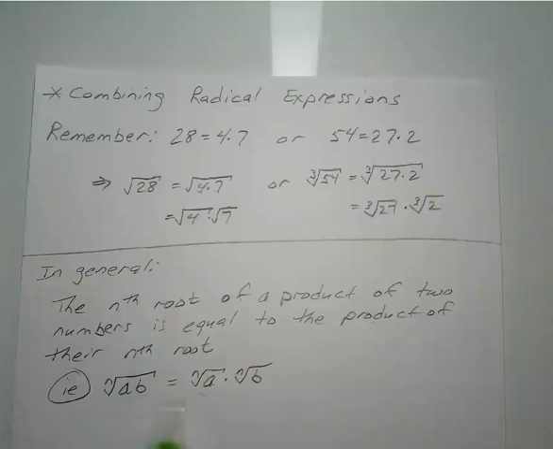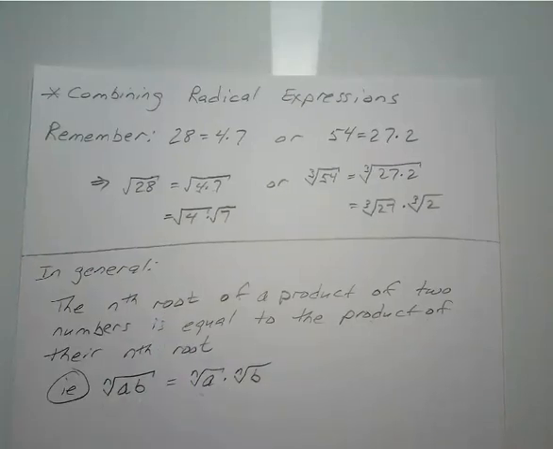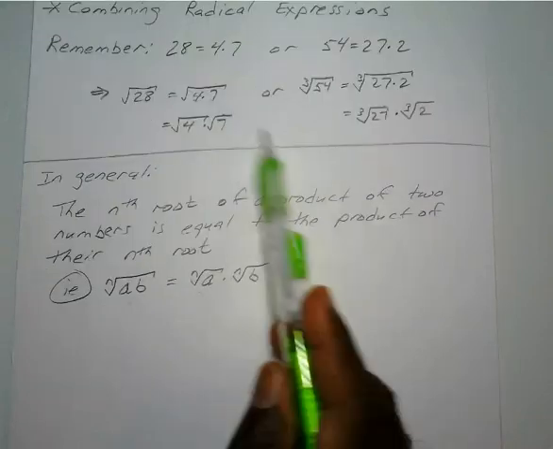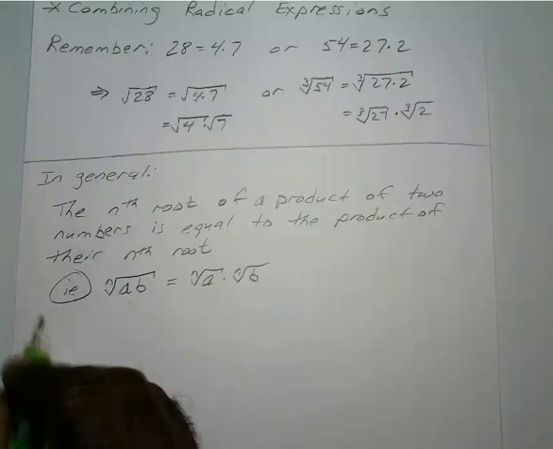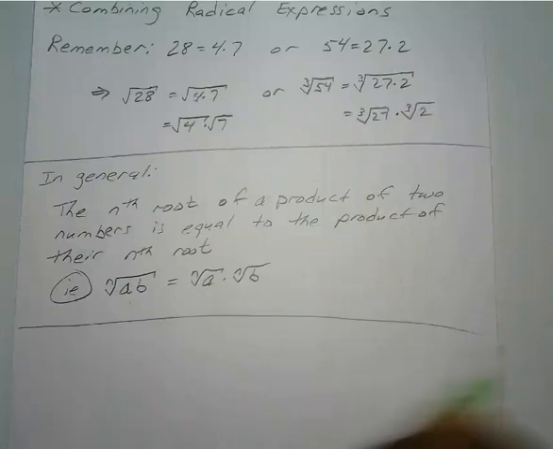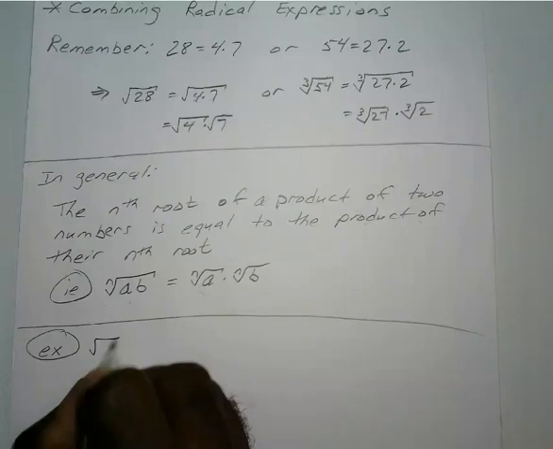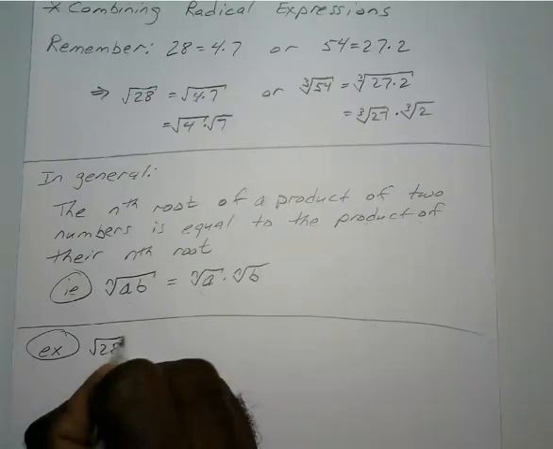All right, so let's go ahead to our previous examples here and finish those off. Let's say we have our square root of 28. Let's say that's question A. Now let's say for question B, we want to simplify square root of 54.